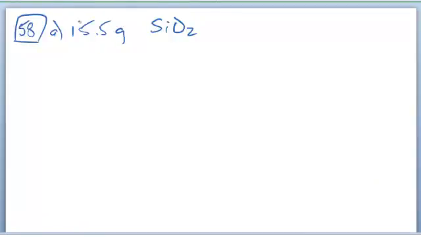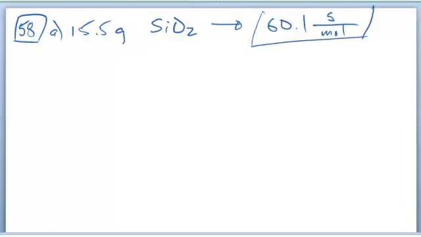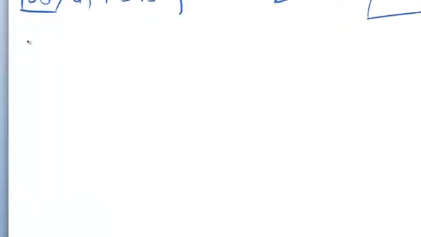Okay, so again, we're being told in this case that we have 15.5 grams. So job number 1 is we got to figure out the molar mass for silicon dioxide. And when we do that, what we find is that 1 mole is going to have a mass of 60.1 grams, and that's grams per mole. Okay, so as we saw in the last video, this is really the proper unit for molar mass.